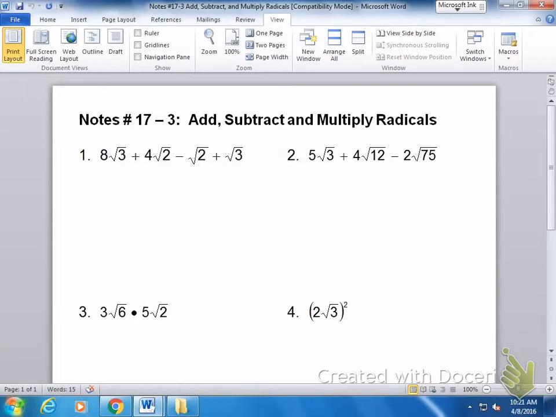All right, guys, so we're starting 17.3 today. We're going to add, subtract, and multiply radicals. Before we start, I just want to show you a quick example.